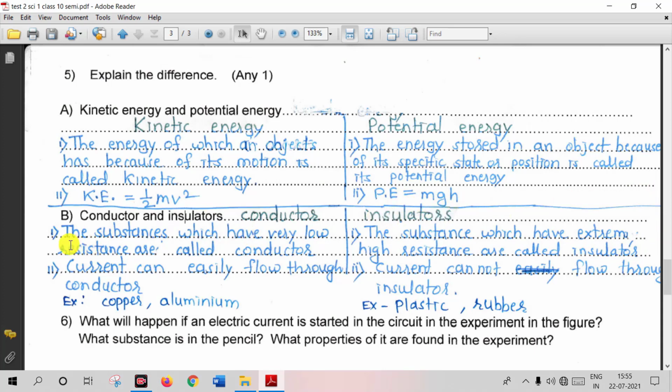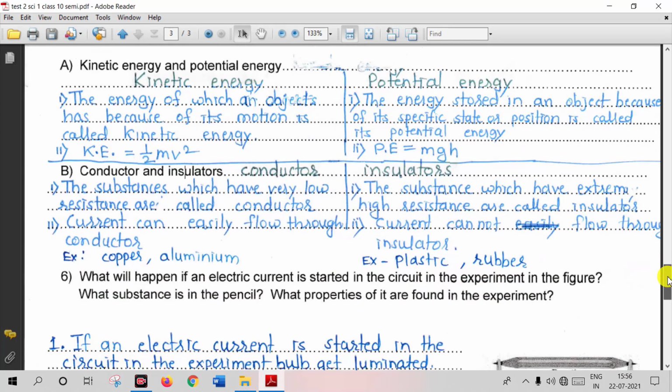Conductor and insulator, first point of difference is the substances which have very low resistance are called conductors. The substances which have extremely high resistance are called insulators. Second point, current can easily flow through a conductor. Current cannot flow through an insulator. And examples of conductors are copper and aluminium, and examples of insulators are plastic and rubber.